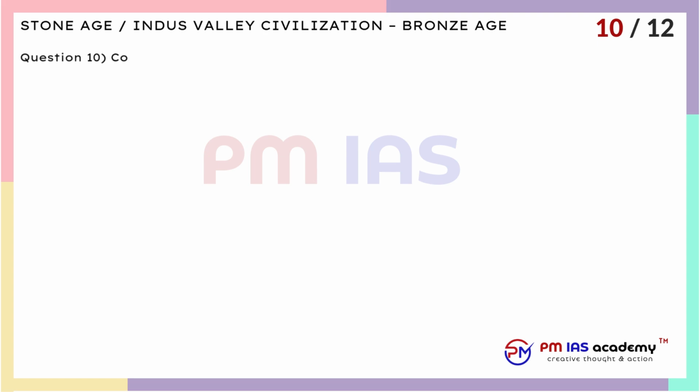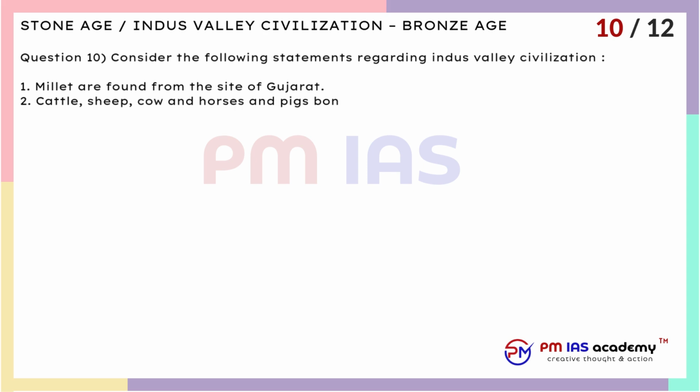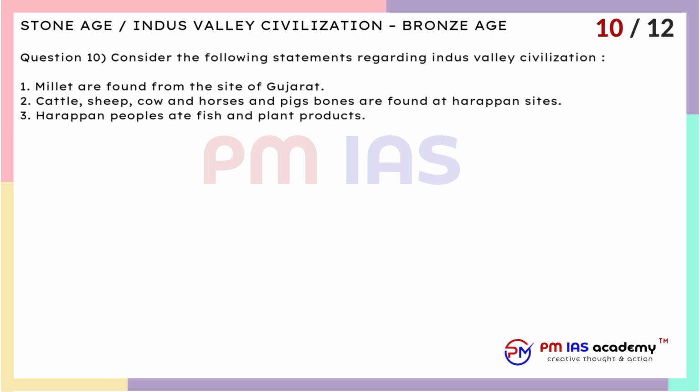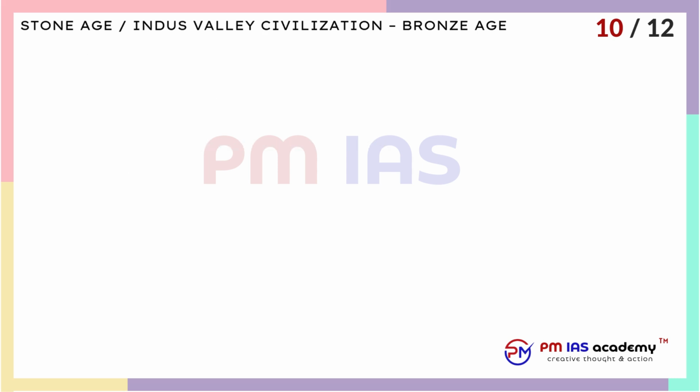Question 10. Consider the following statements regarding Indus Valley Civilization. 1. Millet are found from the site of Gujarat. 2. Cattle, sheep, cow and horses and pigs' bones are found at Harappan sites. 3. Harappan people ate fish and plant products. Which of the statements given above are correct? A. 1 and 2 only. B. 2 and 3 only. C. 1, 2 and 3. D. 1 and 3 only.